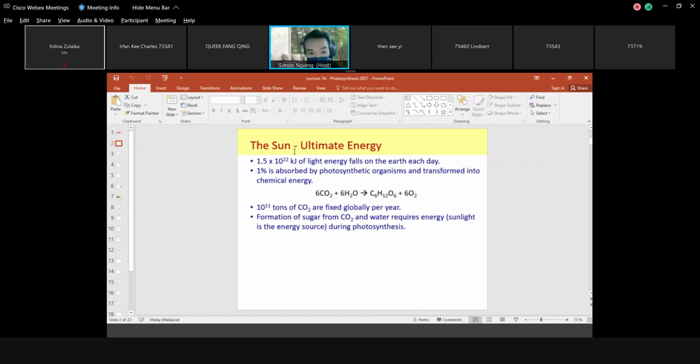Okay, so you have this much amount of kilojoules of light energy produced by the sun that falls onto Earth every day. Okay, and 1% of this is actually absorbed by plants for the photosynthesis process to produce your glucose. So this is the formula commonly used to represent the photosynthesis process. So apart from sun, photons, you also need water and carbon dioxide.